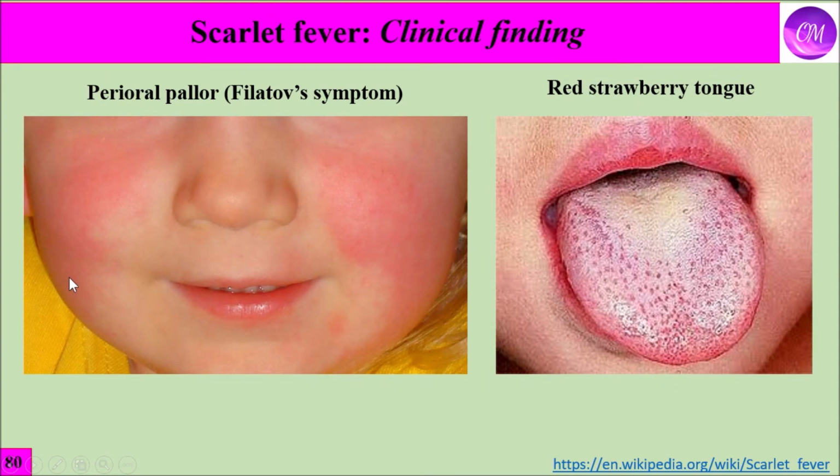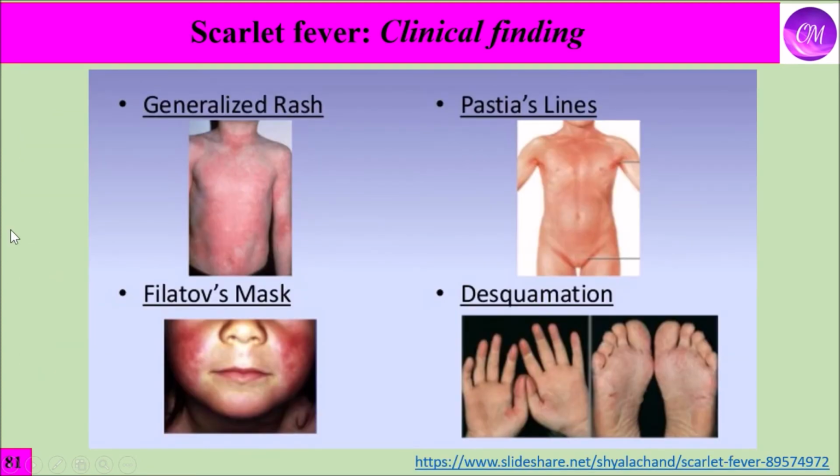Here you see the perioral pallor, we call the Filatov symptom, and red strawberry tongue. Also, here you see the generalized rash, the Pastia lines here and here, then also the Filatov symptom or Filatov mask, and desquamation of the palms and soles as well.